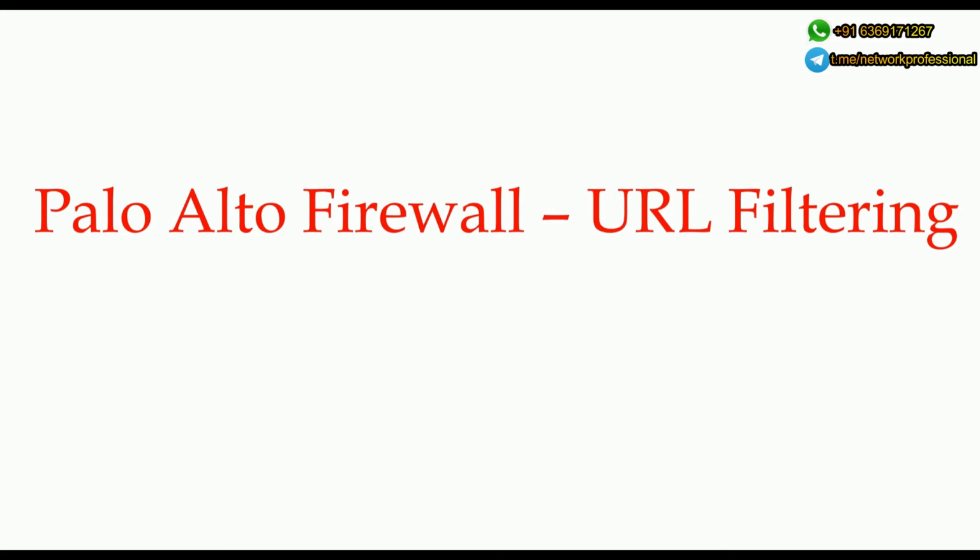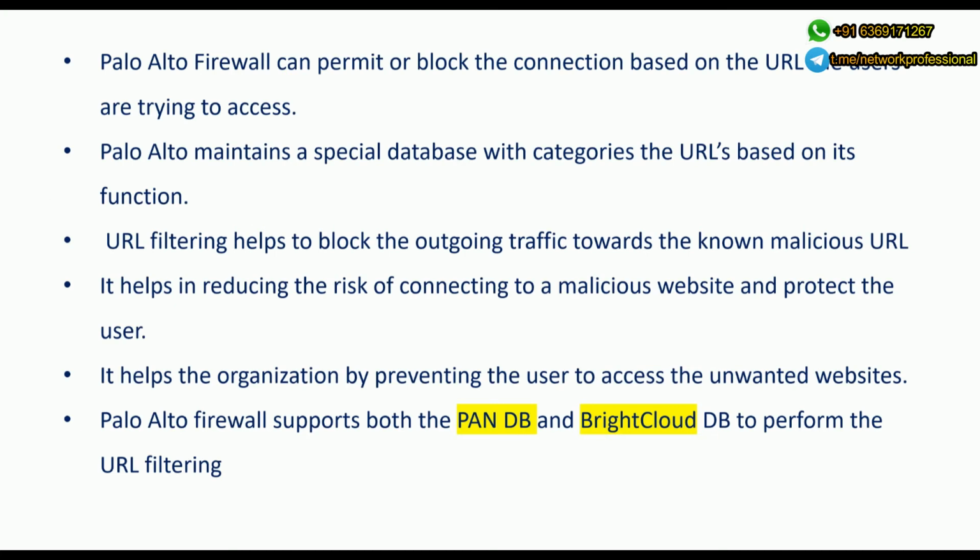It's one among the content identification features available in the Palo Alto Firewall. It can either permit or deny the connection, the traffic, based on the URLs that users are trying to access. It maintains a special database which categorizes the URLs based on their functions. And it helps to block mainly, this URL filtering.